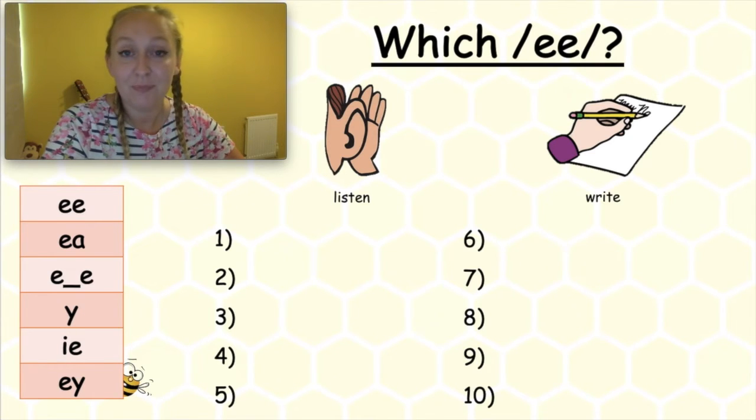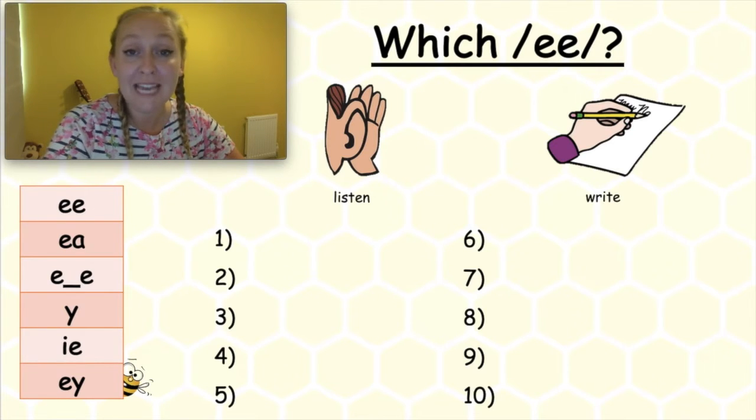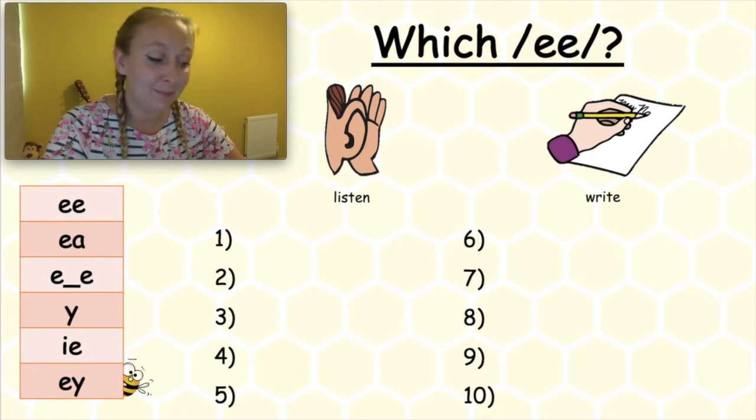Number 5. The word is tea. I would like a cup of tea, please. The word is tea. Number 6. The word is delete. Can you delete that photo of me? The word is delete. Number 7. The word is sorry. The girl said sorry to her friend. The word is sorry.